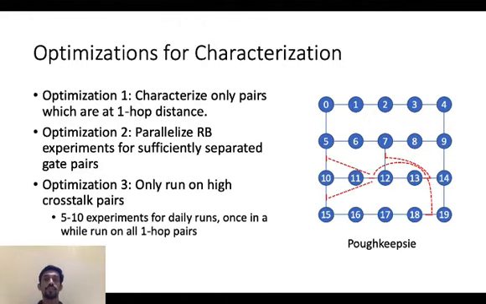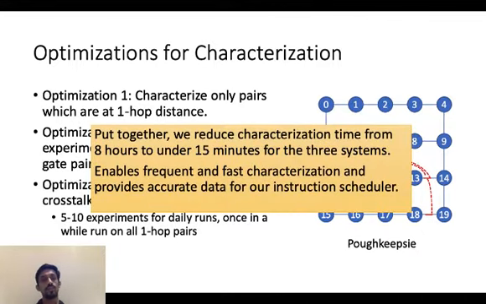And finally, since the set of high crosstalk pairs was stable across days, we see that it is sufficient to characterize only the set of high crosstalk pairs every day, and periodically, say once in a week, we can run a full one-hop characterization or a full system characterization of crosstalk. So put together, this allows us to reduce characterization time from about 8 hours to under 15 minutes for these systems. So this allows us to quickly measure crosstalk and provide accurate data to our scheduling module.